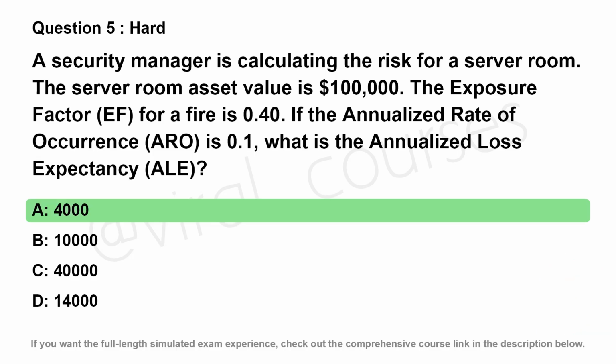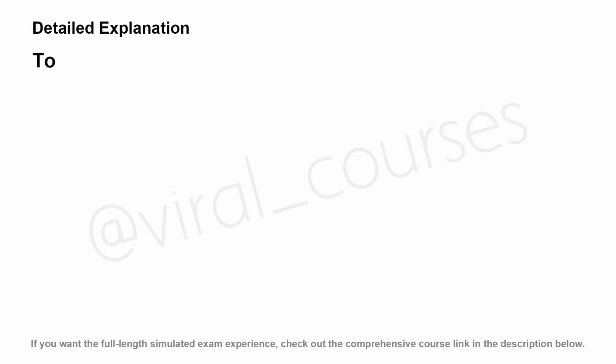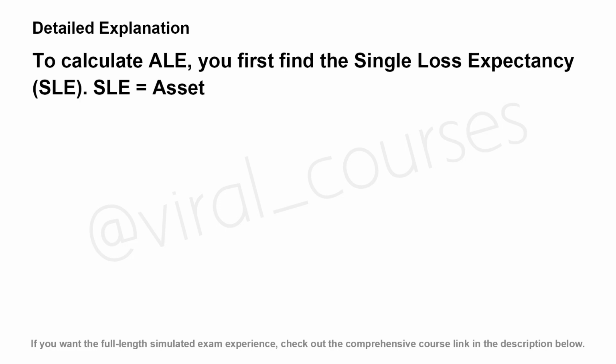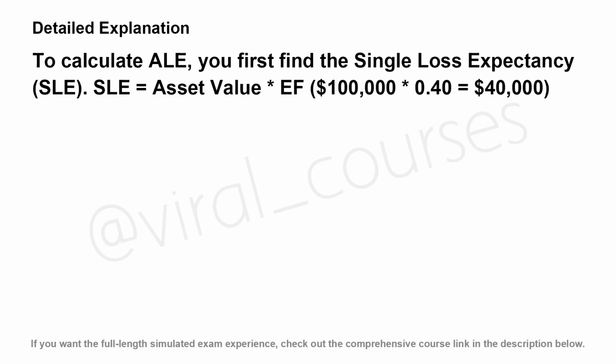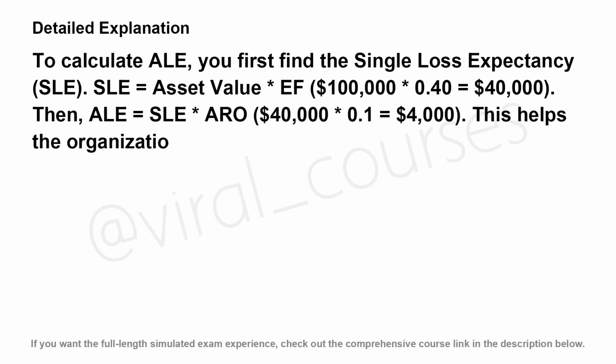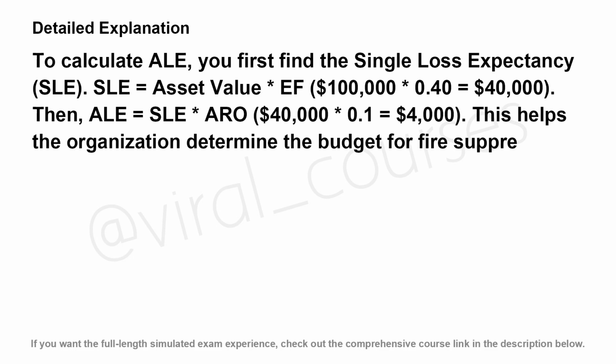The correct answer is A. To calculate ALE, you first find the single loss expectancy, SLE. SLE equals asset value times EF. $100,000 times 0.40 equals $40,000. Then, ALE equals SLE times ARO. $40,000 times 0.1 equals $4,000. This helps the organization determine the budget for fire suppression systems.